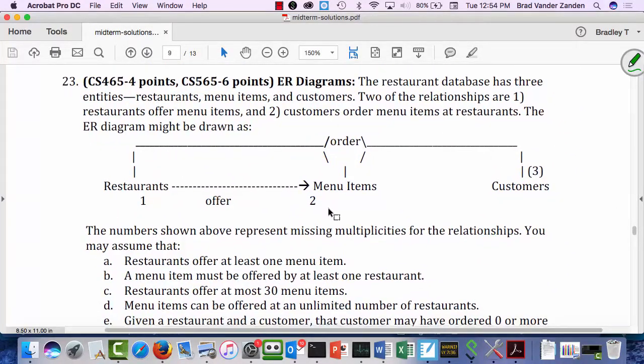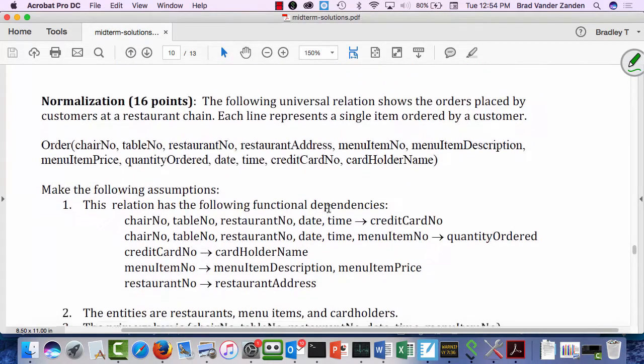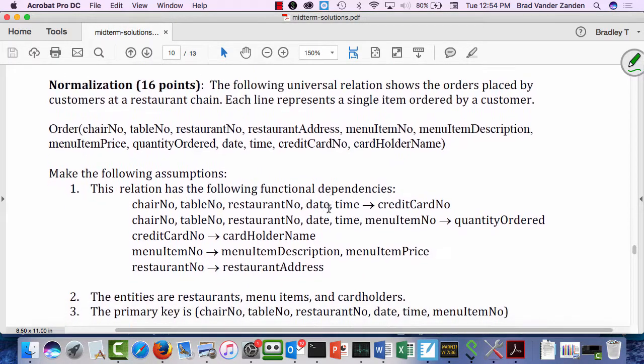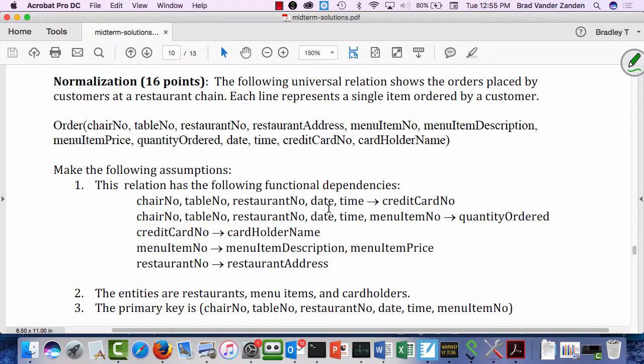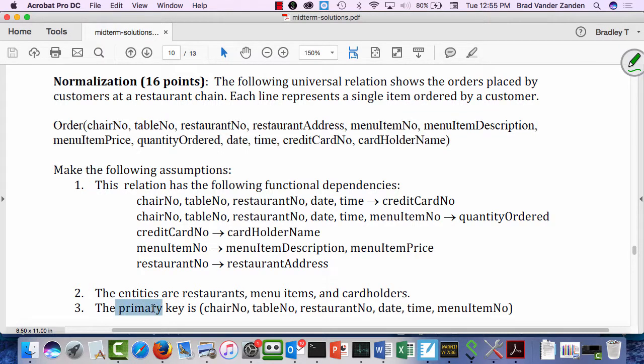So 23 then, the normalization, whoops, most of you got 23. And then 24 through the normalization problems gave you all some problems. So you were given a restaurant, basically a set of orders. So the universal relation was a set of orders. And you were given some functional dependencies. You were given the primary key. And you were told what the entities were. Okay, I want it to be very clear that tables and chairs were not entities.